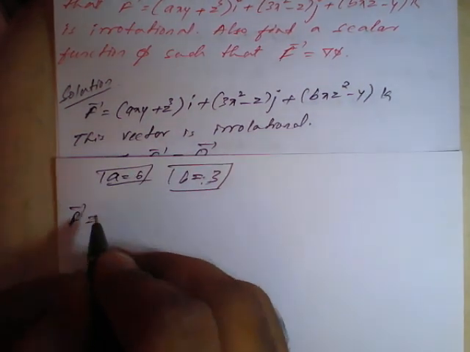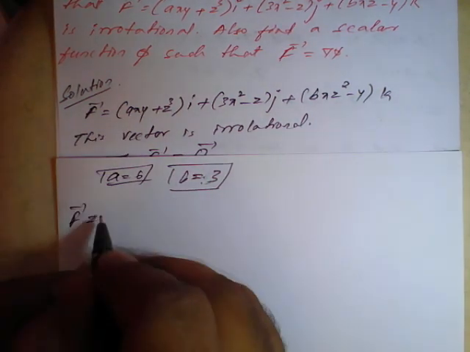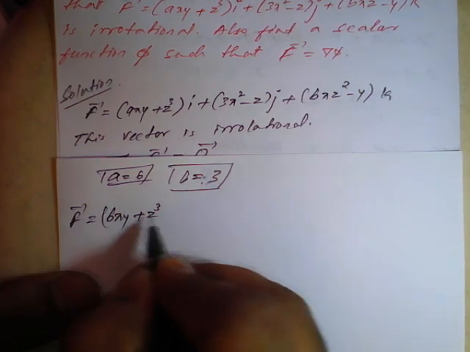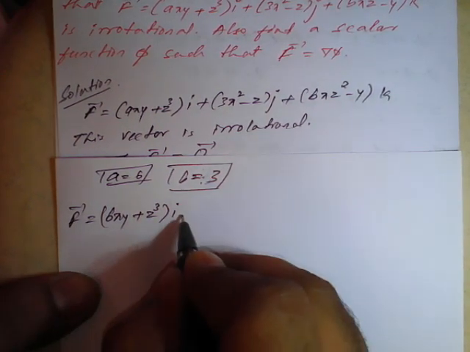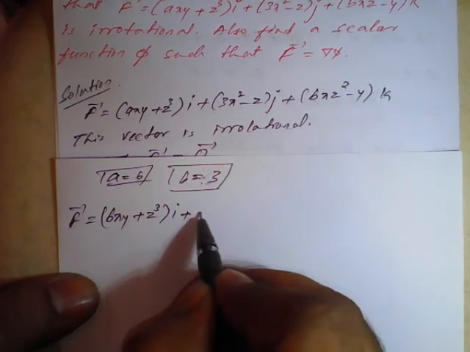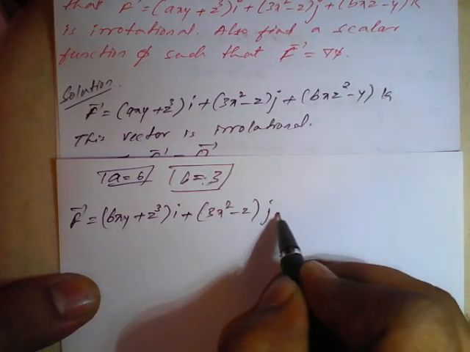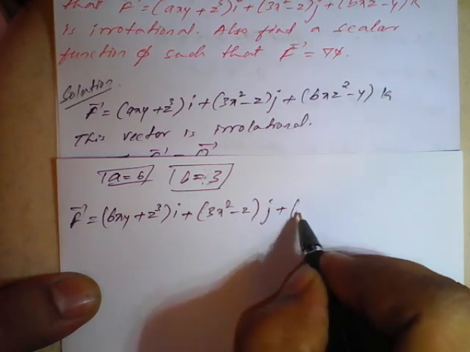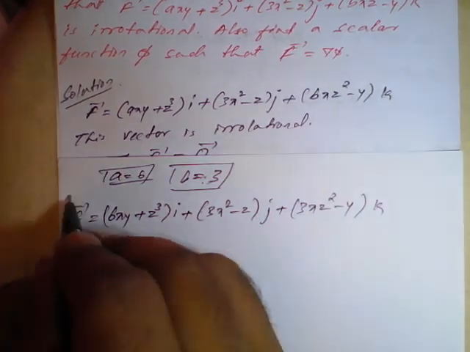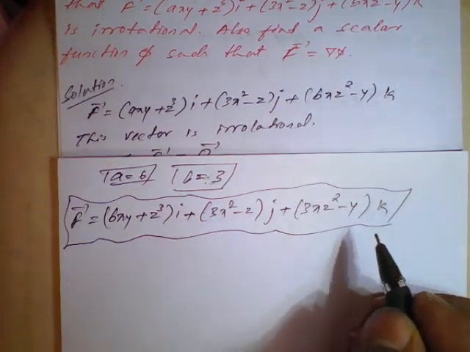f as, vector f is equal to, so if you apply the value of a as 6, it will become (6xy plus z cube) of i, plus the value of, here no value of a and b, it will be (3x square minus z) of j, plus b value is 3, it will become (3xz square minus 1) of k. So this is the vector f. We'll use it to find a scalar function now.